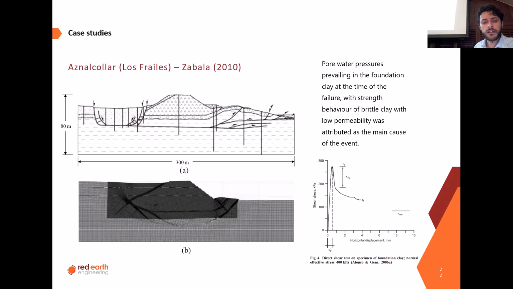This is a study made by another author. This is Aznalcóllar or Los Frailes, done by Zabala in 2010. So Los Frailes failed due to an increase of pore water pressures along a weak plane, where some brittle behavior was observed. The brittle behavior is represented in the plot at the bottom right. And what I want to highlight here is the resemblance between the geological survey, which is the figure in the top left, and the MPM model, which is at the bottom left. Obviously, you can argue there are some differences there, but there are also some resemblances.